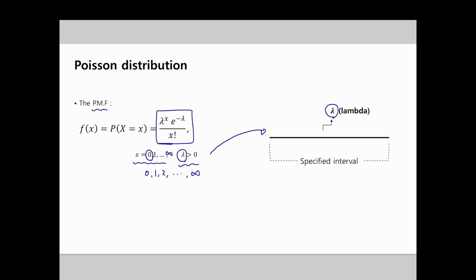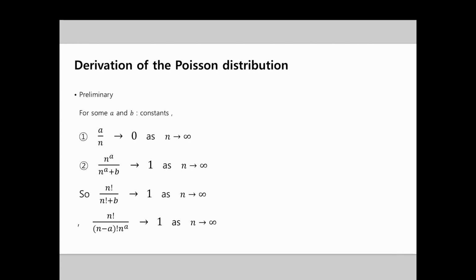So now let's derive this PMF. Before deriving the PMF of a Poisson, we'll look at a few facts. Let small letters a and b be constants. Then the first fact is that when the n value is extremely large, that is, going to infinity, then a over n converges to 0.